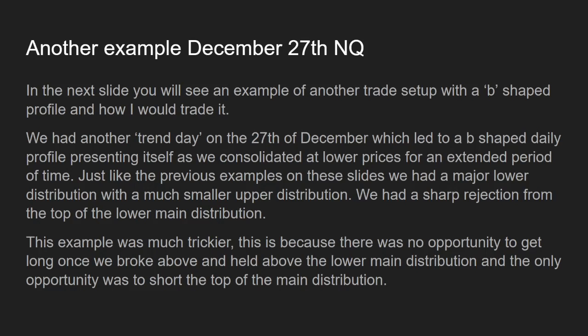We had another trend day on the 27th of December, which led to a B-shaped daily profile presenting itself as we had consolidated at lower prices for an extended period of time after trending down. Just like the previous examples on these slides, we had a major lower distribution with much smaller upper distributions, and you will see shortly that we had a sharp rejection from the top of the lower main distribution.